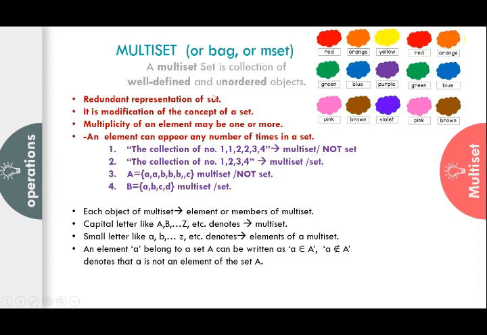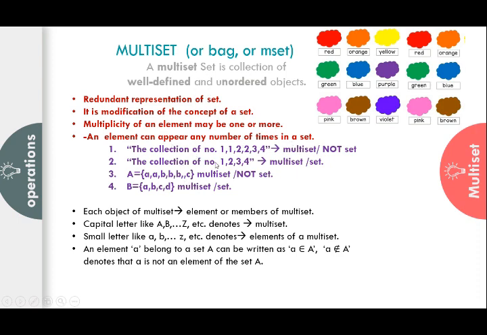It is a modification of the concept of a set. The multiplicity of an element may be one or more. And what is multiplicity? The multiplicity of an element is how many times that element appears in your set or multiset.